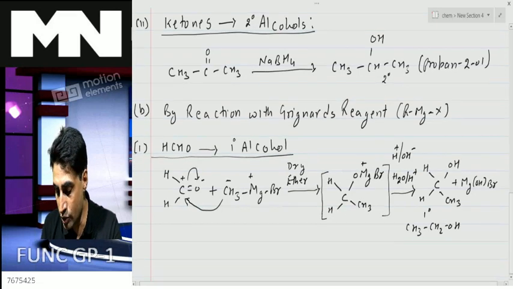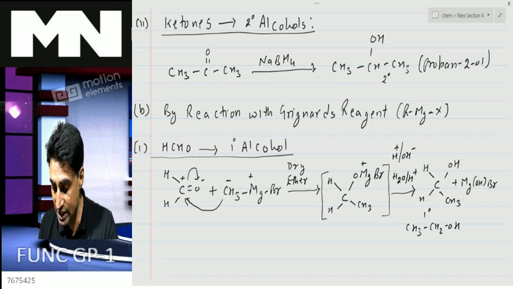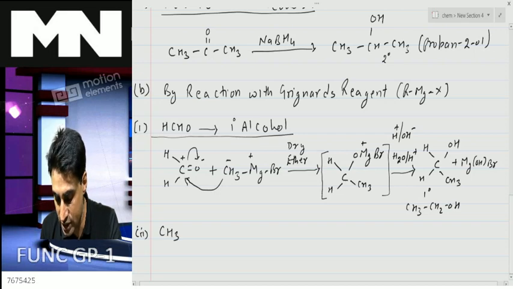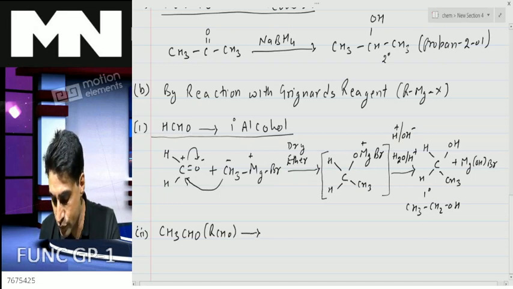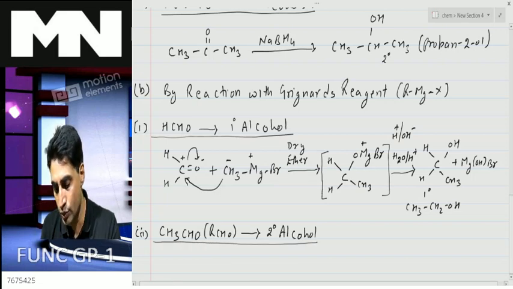Whereas any other aldehyde will give me secondary alcohol. Let's see that also. Suppose I have got acetaldehyde. Acetaldehyde is CH3CHO. Any aldehyde, that's why I'm writing in general form RCHO, on reaction with Grignard's reagent will give us secondary alcohol.